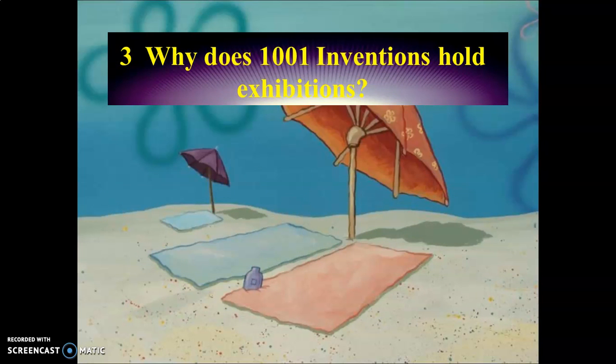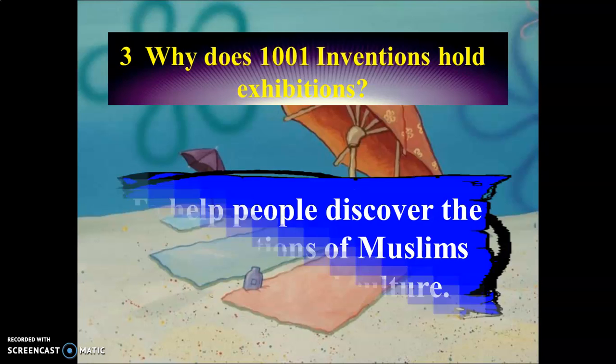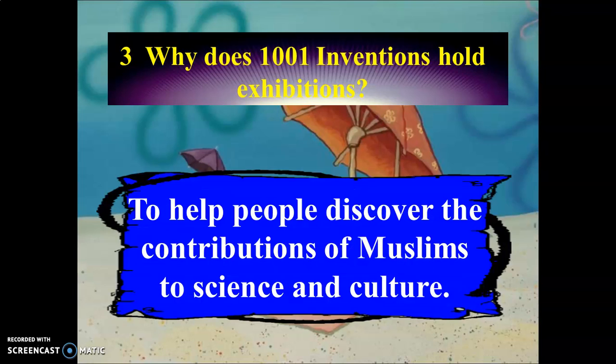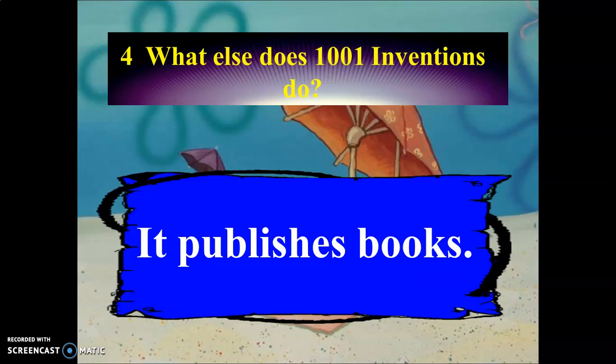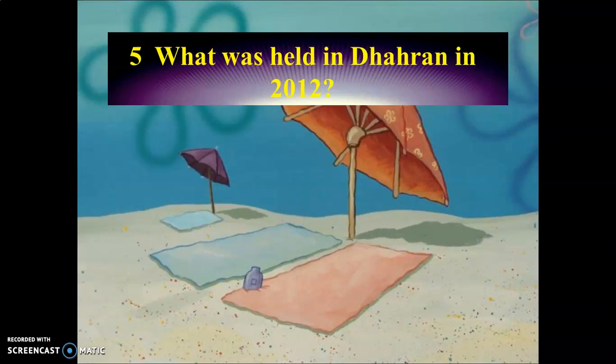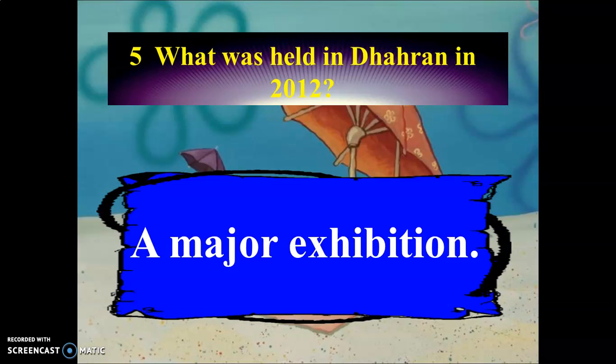Why does 1001 inventions hold exhibitions? To help people discover the contributions of Muslims to science and culture. What else does 1001 inventions do? It publishes books. أو أنها تنشر كتب. What was held in Bahrain in 2200? A major exhibition.